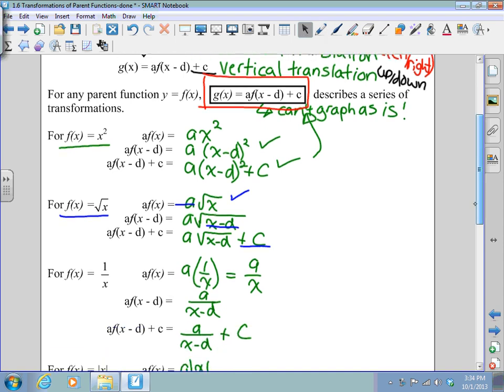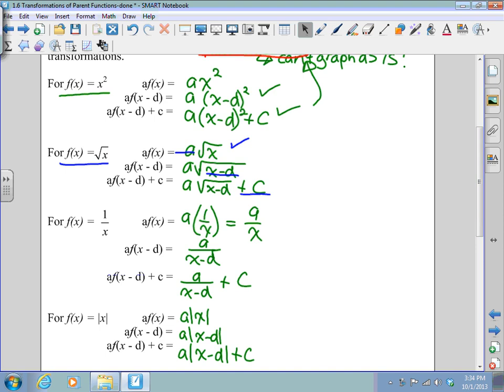Looking at the next one, ladies and gentlemen, this is the reciprocal function. Again, this is a trickier one, simply because when you add a, it actually goes on the top as a numerator, because a times 1 over x equals a over x. And then again, the d goes right beside the x, so it's going to be x minus d. And then to finish it off, you add c.